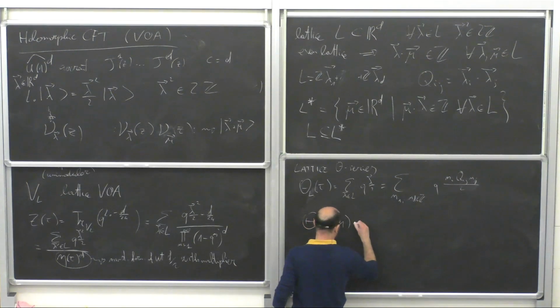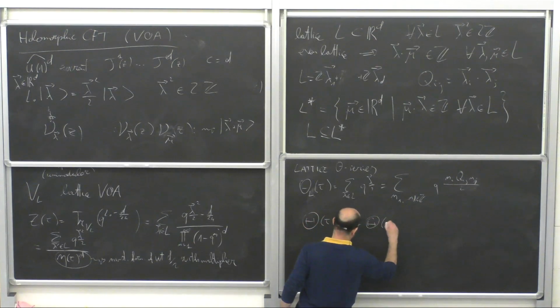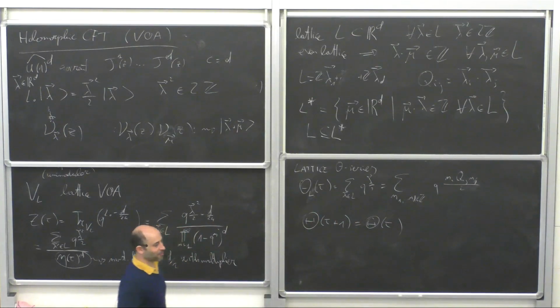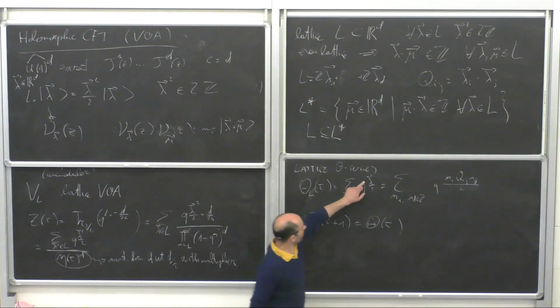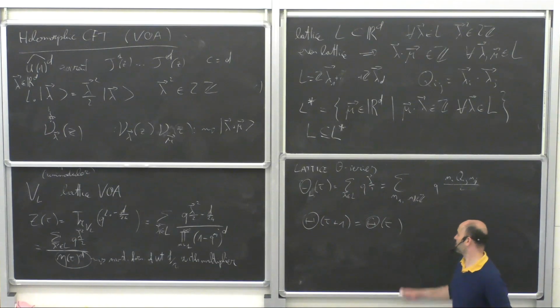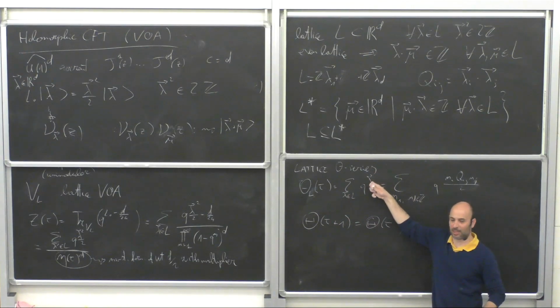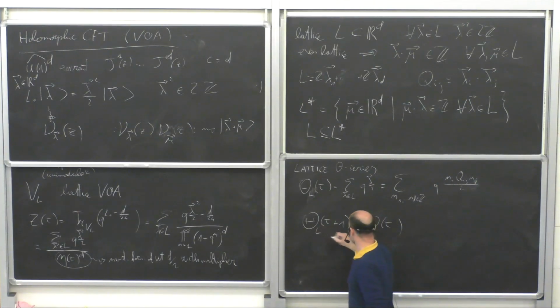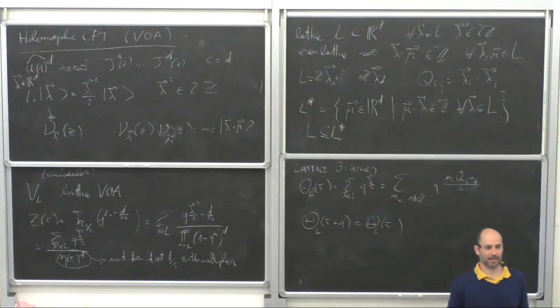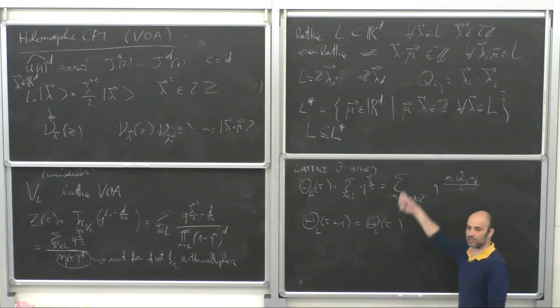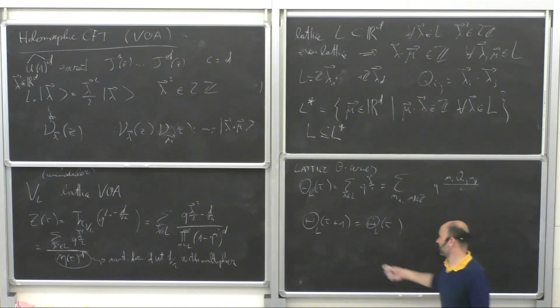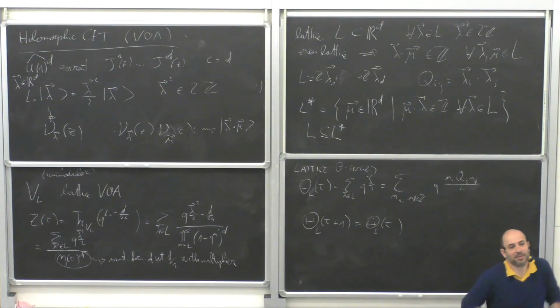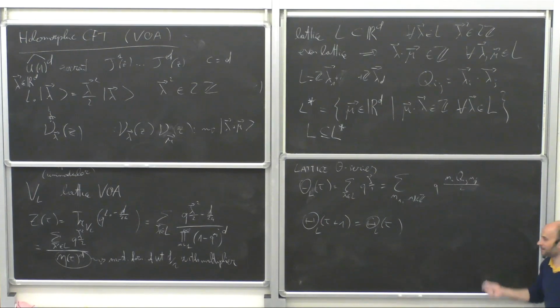Well, under tau goes to tau plus 1, this is invariant, but this is built in from the fact that we took the lattice to be even, essentially. If the lattice is even, this scalar product gives integer powers. Actually, you can define a theta series for lattices that are not even, and what happens is just that this is not invariant.